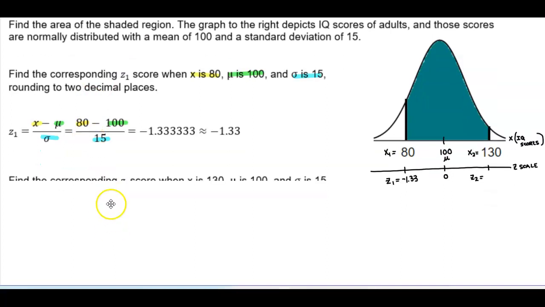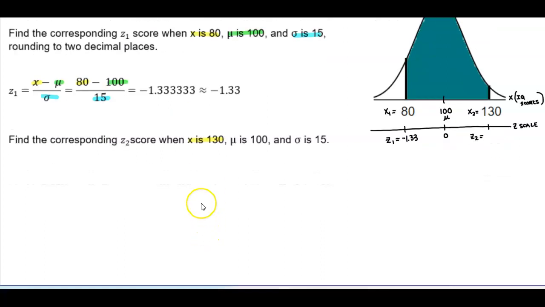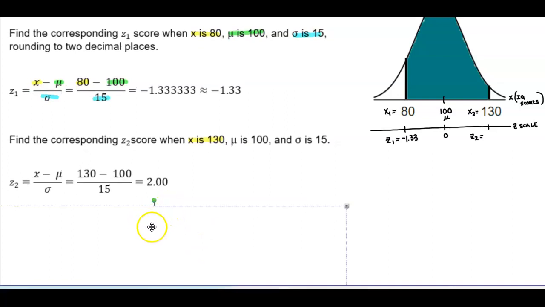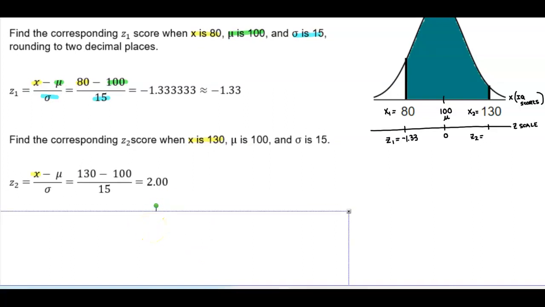Okay, now we're going to find the corresponding z2 score when x is 130. Using the same formula, we have x equal to 130. We know that the mean is 100, and we know that the standard deviation is 15. So when we take 130, subtract 100, divide by 15, we get 2.00, and that 2.00 is to the right of 0, and it's positive, so it should be positive.